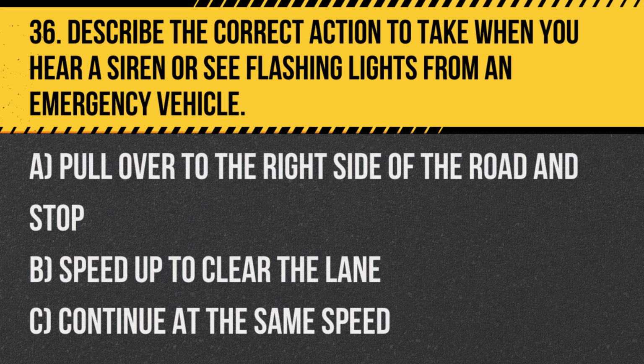Question 36. Describe the correct action to take when you hear a siren or see flashing lights from an emergency vehicle. A. Pull over to the right side of the road and stop. B. Speed up to clear the lane. C. Continue at the same speed. Answer. A. Pull over to the right side of the road and stop. This provides a clear path for emergency vehicles to pass and is required by law.